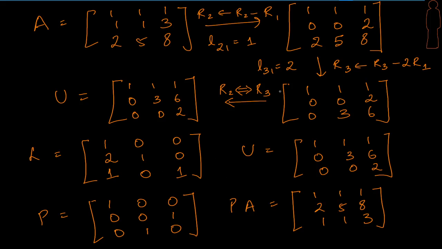Okay, and what was the swap that we used in the permutation? 2 and 3. So look at my permute matrix here. There's 1 0 0 here, but these two we have swapped and we got the permute matrix. So look at PA, we have A here. So permute, just change this to 2 5 8 and 1 1 3, we got it here. Now try and multiply L and U, and you will find that this result is exact.